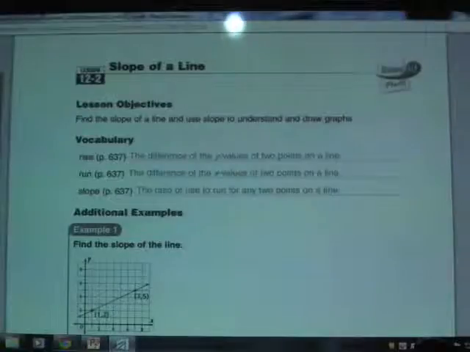Now there's two components there in the definition, rise and run. That's what those first two definitions are there. Rise is the difference of the y values of the 2 points on a line. Run is the difference of the x values of the 2 points on a line.